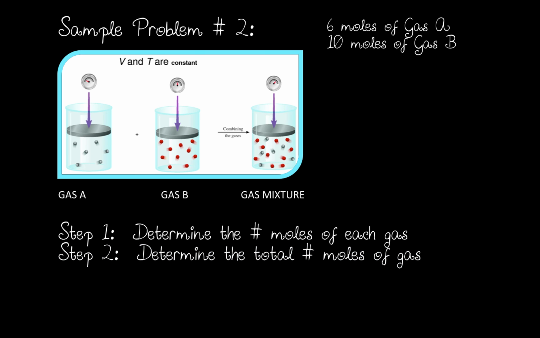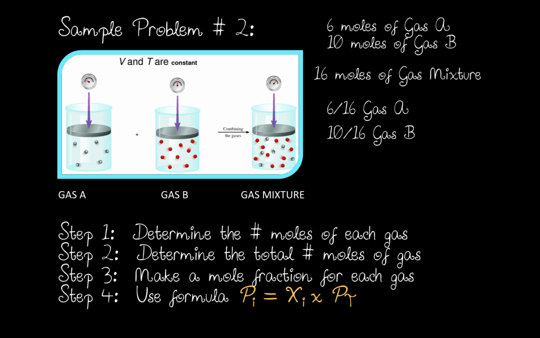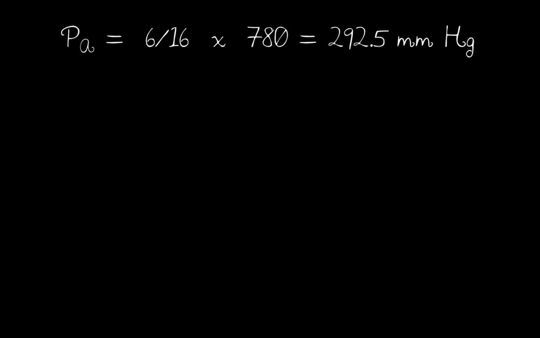Step 2. Determine the total number of moles of gas. Well, that's easy. You're just going to add 6 plus 10 to get 16 moles of gas mixture. Step 3. Make a mole fraction for each gas. For gas A, it would be 6 over 16, and for gas B, 10 over 16. And finally, we're going to use the formula. The partial pressure of some component, i, is equal to the mole fraction of that component times the total pressure. In other words, we're going to take 6/16 times 780, which means that component A exerts a partial pressure of 292.5 millimeters of mercury.